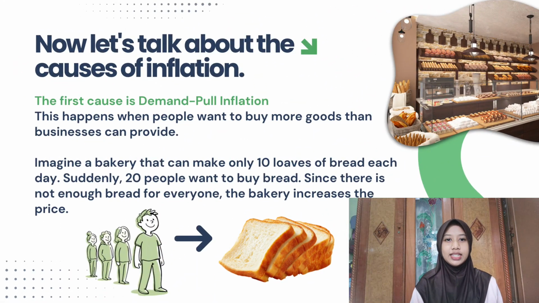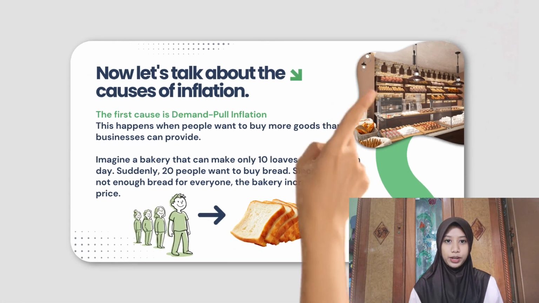The first cause is demand pull inflation. This happens when people want to buy more goods than businesses can provide. Imagine a bakery that can make only 10 loaves of bread each day suddenly has 20 people wanting to buy bread. Since there is not enough bread for everyone, the bakery increases the price.